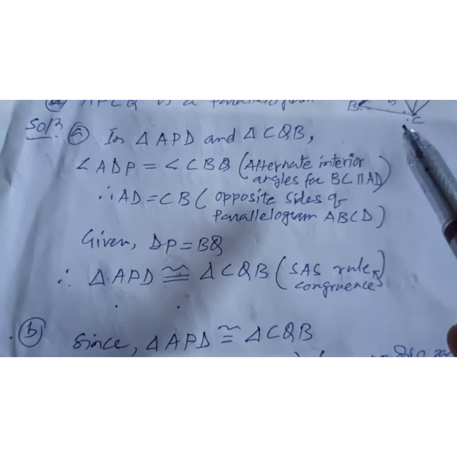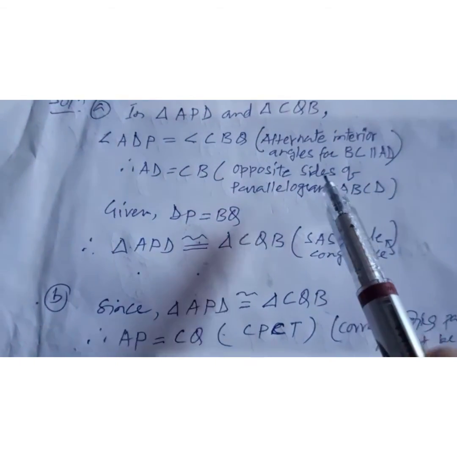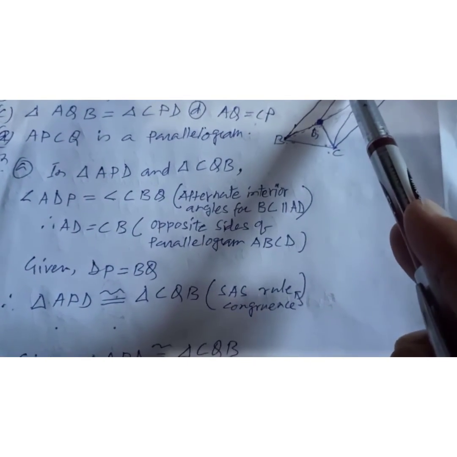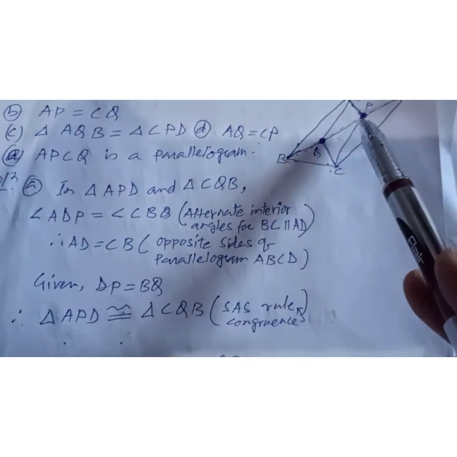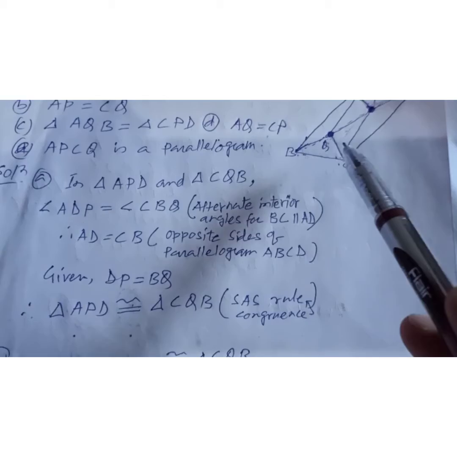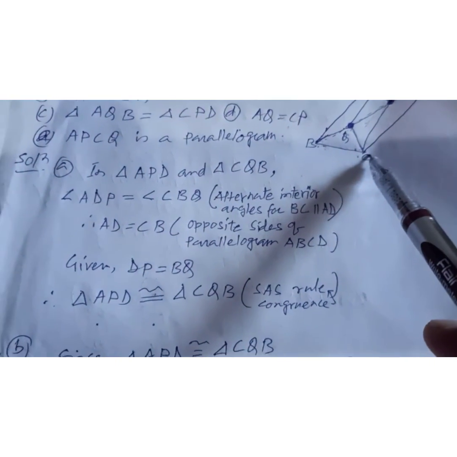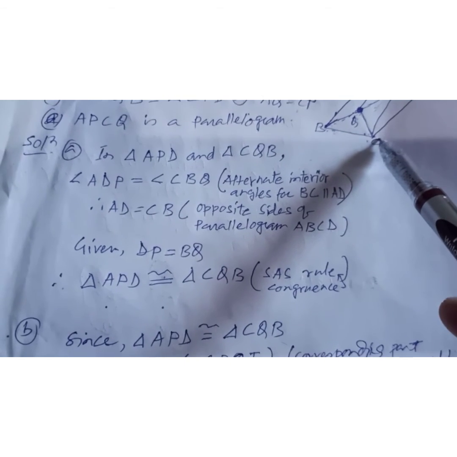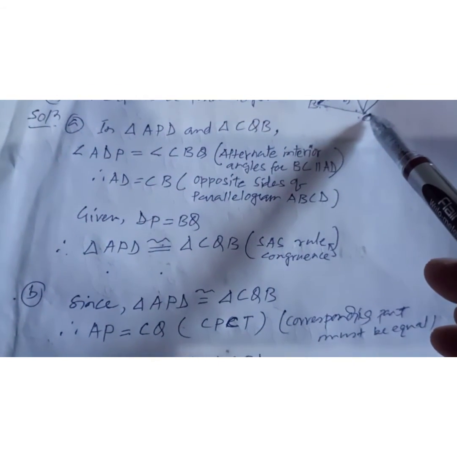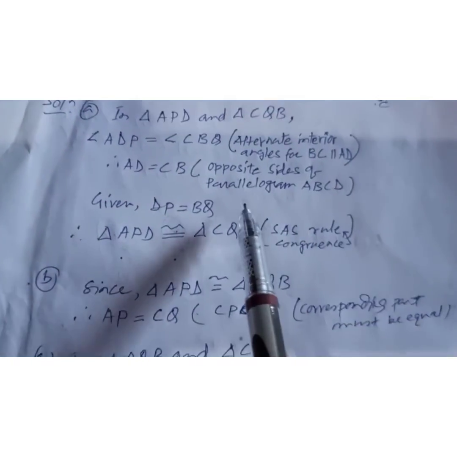Then given DP equals BQ. Therefore triangle ADP, that means APD, is congruent to this triangle BQC. Very easy. You can use the SAS congruence rule. So depending on that, we can prove this first one.